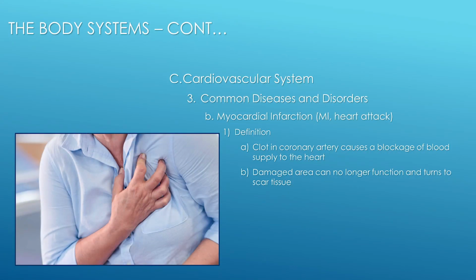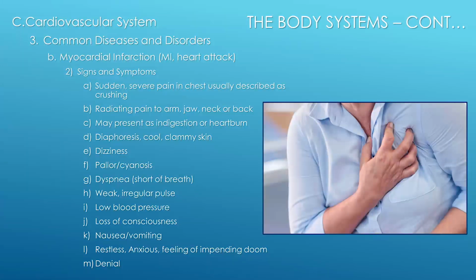Myocardial infarction, or heart attack. Definition: a clot in the coronary artery causes a blockage of the blood supply to the heart. Damaged area can no longer function and turns to scar tissue. Signs and symptoms: sudden, severe pain in the chest, usually described as crushing. Radiating pain to the arm, jaw, neck, or back. May present as indigestion or heartburn.